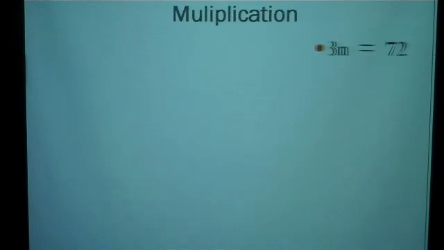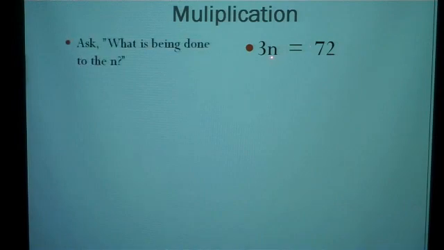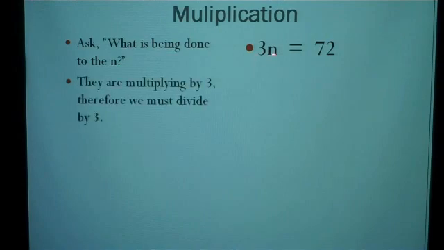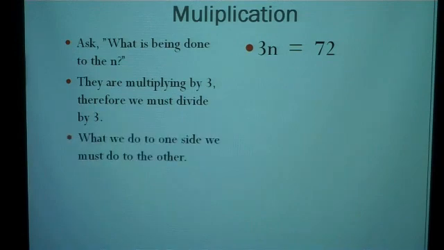Let's try one more multiplication. 3n equals 72. You ask, what is being done to the n? We're multiplying by 3, so we must divide by 3 to get rid of it and isolate the n. What you do to one side, you must do to the other to keep the equation balanced, and it would look like this.